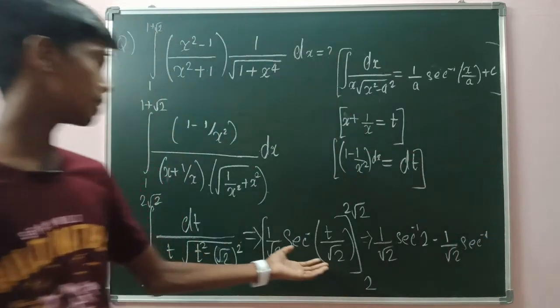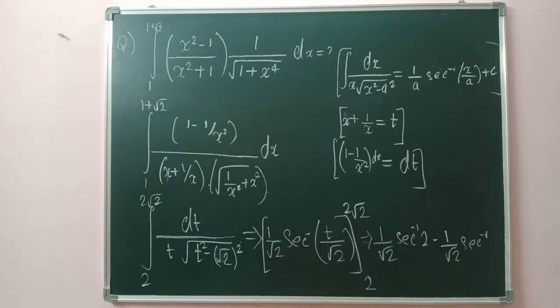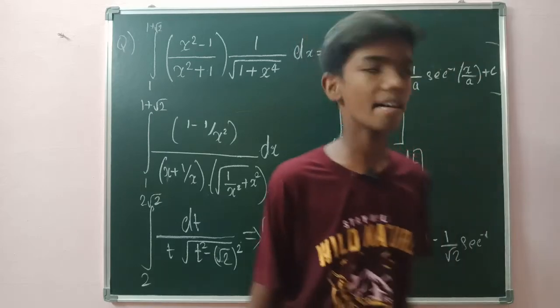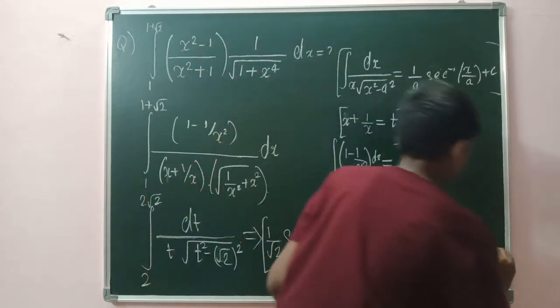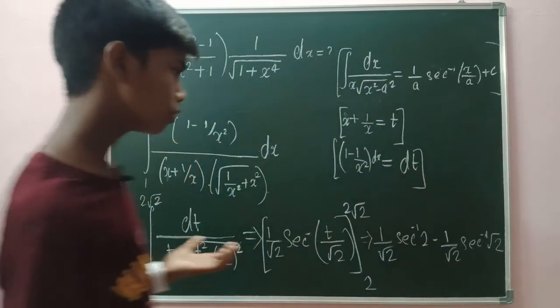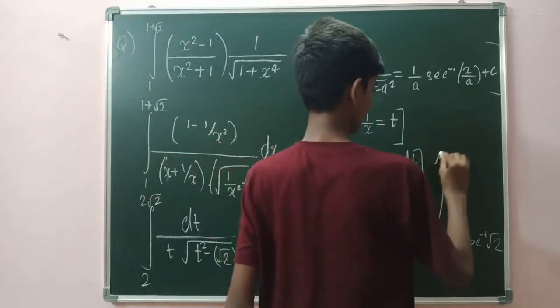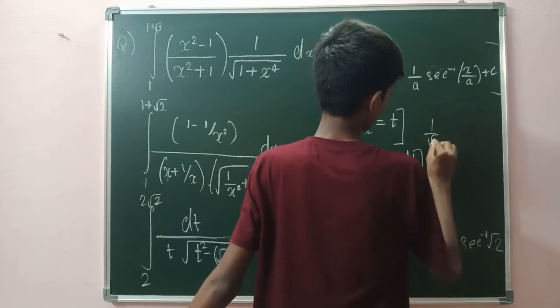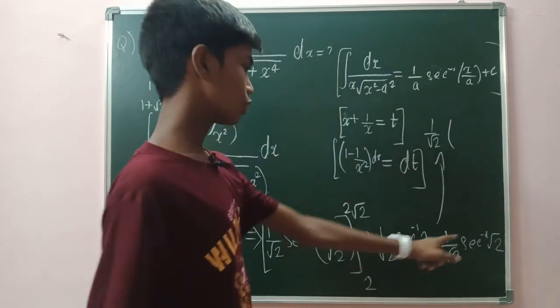of, when you put 2 in place of t, what you will get is 2 by root 2. 2 by root 2 is root 2 only, just rationalizing the denominator. So this is what we will get now. Okay. So when you solve this, take 1 by root 2 common. Then we will get secant inverse of 2 minus secant inverse of root 2.